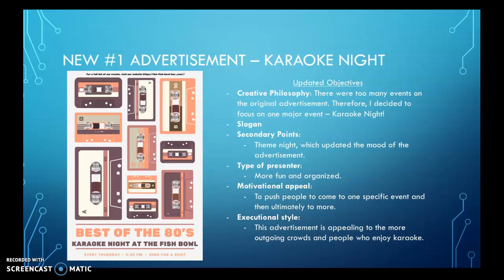So my slogan was Best of the 80s Karaoke Night at the Fishbowl. I really wanted to come up with a theme night because people love theme nights. It gives them a reason to dress up, and a reason to sing catchy songs. Karaoke night at the Fishbowl.